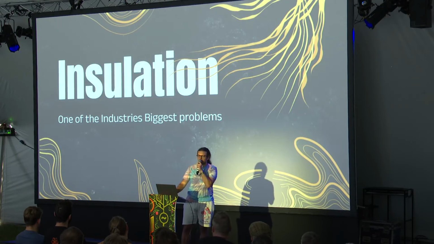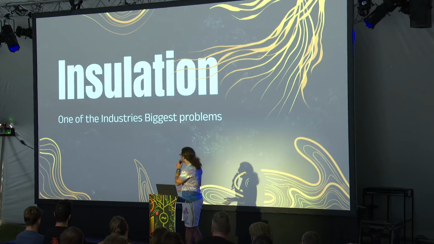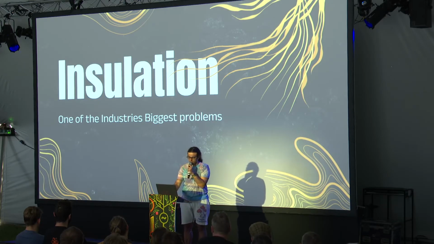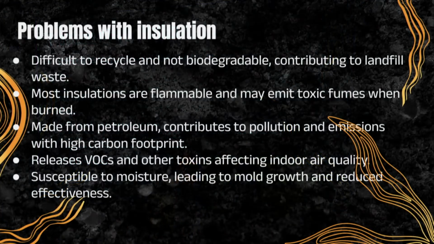Okay, so insulation. I chose insulation because it's one of the biggest problems in the construction industry. So why is that? It's made out of petroleum, and we take that out of the ground. It has a massive carbon footprint. It's really toxic. It's really bad for you to be in your house. It's really flammable, and when it burns, it releases even more poisonous toxins.